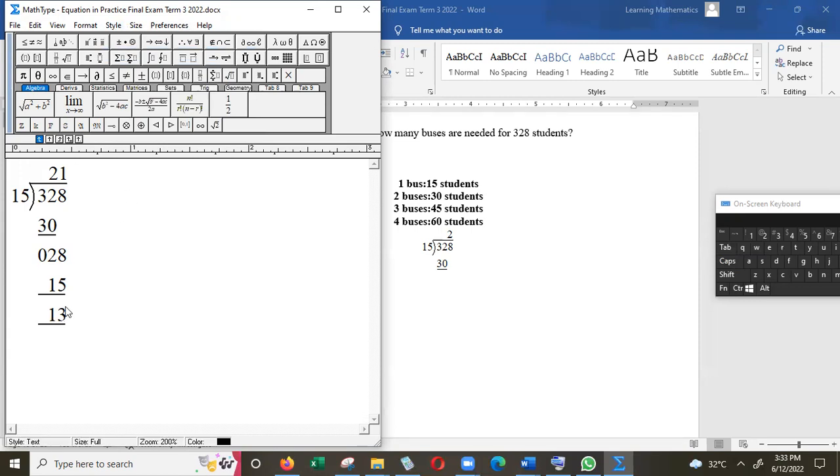Now these are 13 students extra. So you need 21 buses, at least 21 buses. But then 21 buses exactly will hold 315 students. And then we have 13 students extra. That is the remainder. That's 13 students extra.